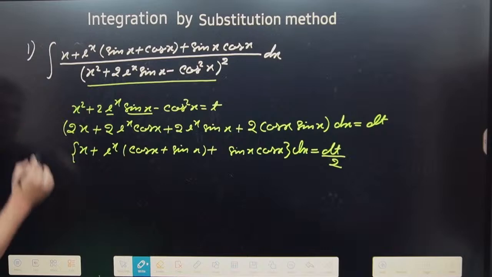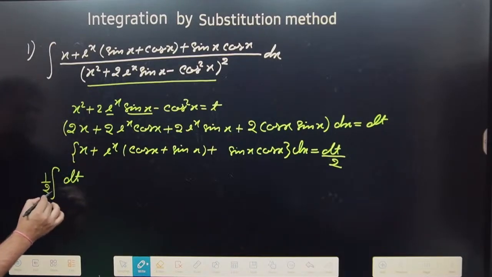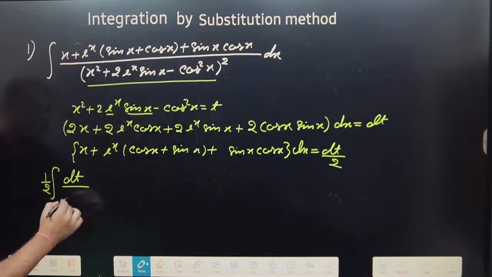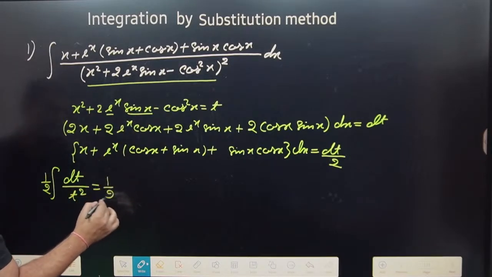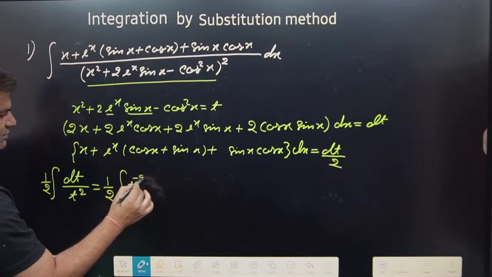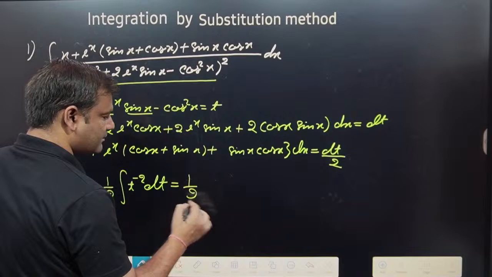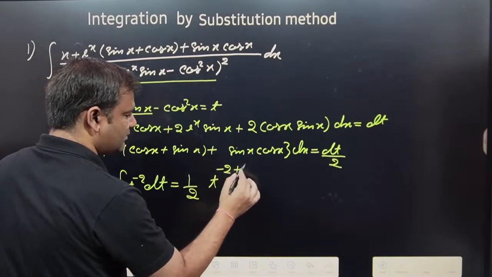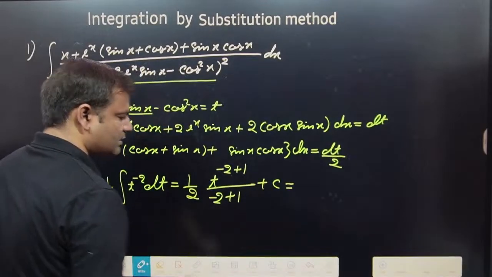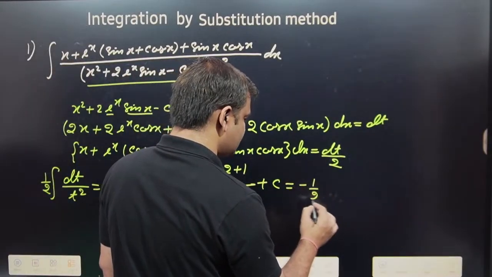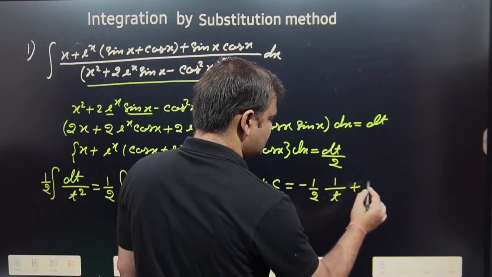Now that one is dt by 2 into, what about that value, here t square. Okay, so 1 by 2 into t to power minus 2 dt. Now after that apply t to power minus 2 plus 1 upon minus 2 plus 1 plus c. So that one is written minus half into t to power minus 1, so basically 1 by t plus c.